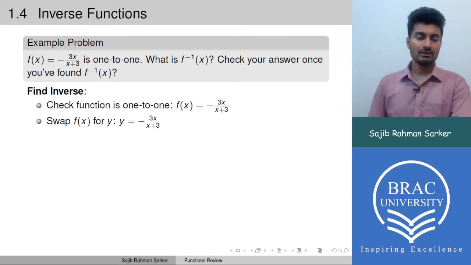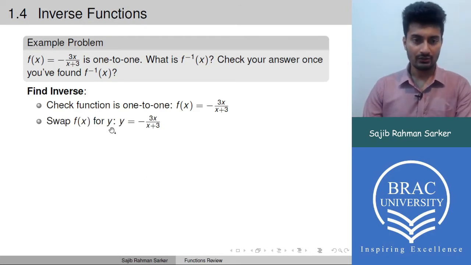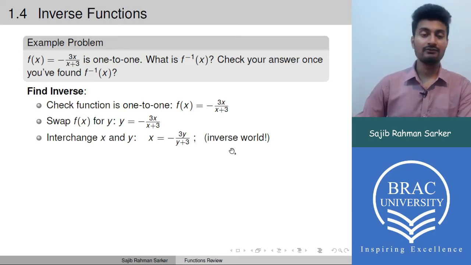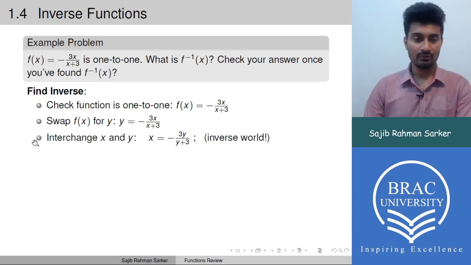Now the next step is to replace f of x with y. In place of f of x, we're just going to write y. Everything else remains the same. Next, we interchange x and y. So we switch variables: we have y here, we switch to x. We have x here, switch to y. We have x at the bottom, we switch to y. We're just calling this the inverse world. We are now in the inverse world after interchanging the variables.